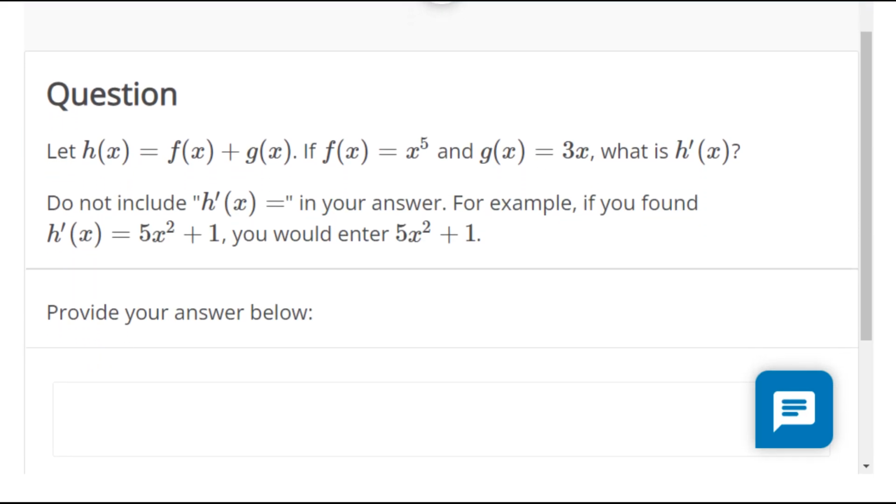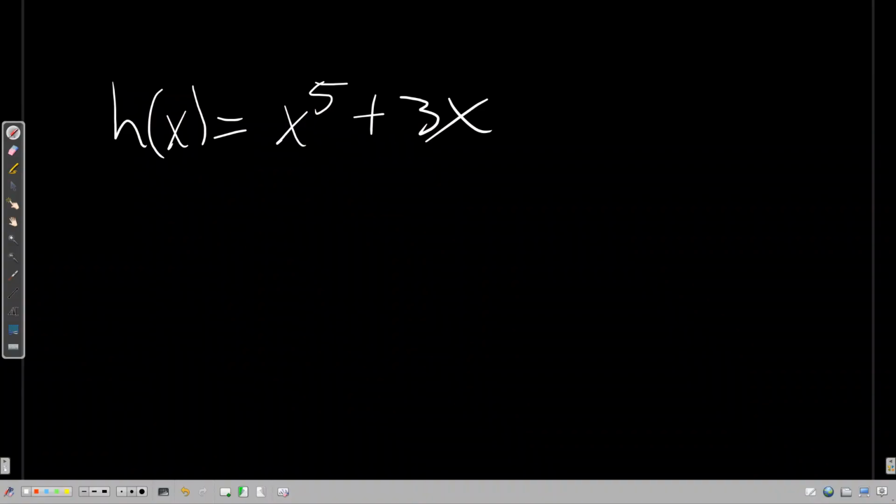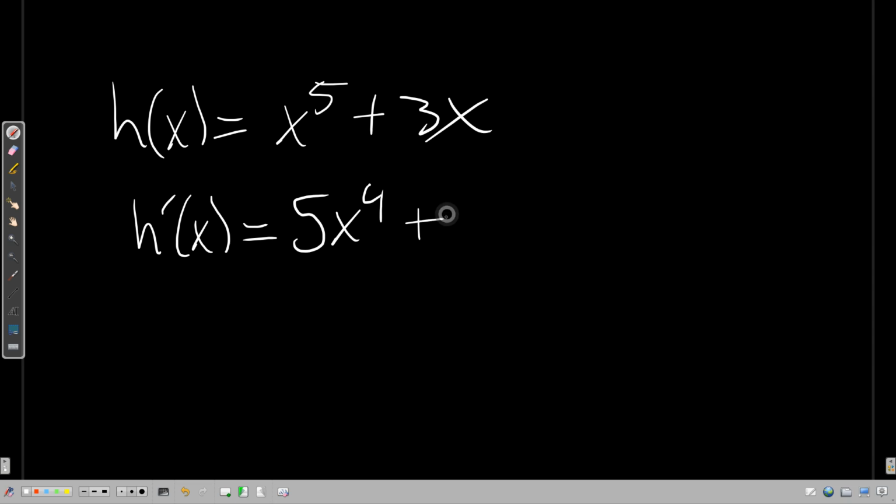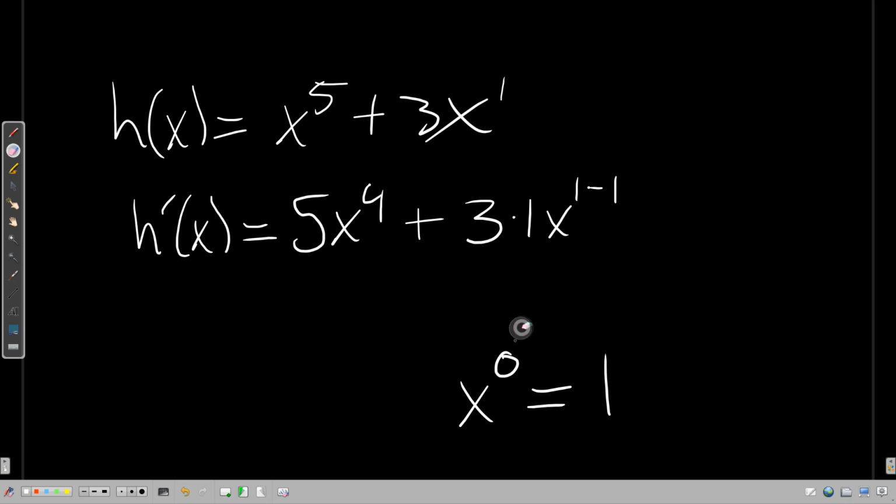They're not too bad. Here is a function h that's defined by the sum of two other functions. So h of x is just x to the 5th plus 3x. They want h prime. You would have 5x to the 4th plus 3. Right? Because the exponent there is 1. The 1 comes down, and then it's x to the 1 minus 1. That's x to the 0. And surely you remember x to the 0 is the number 1. So this would just be 3.